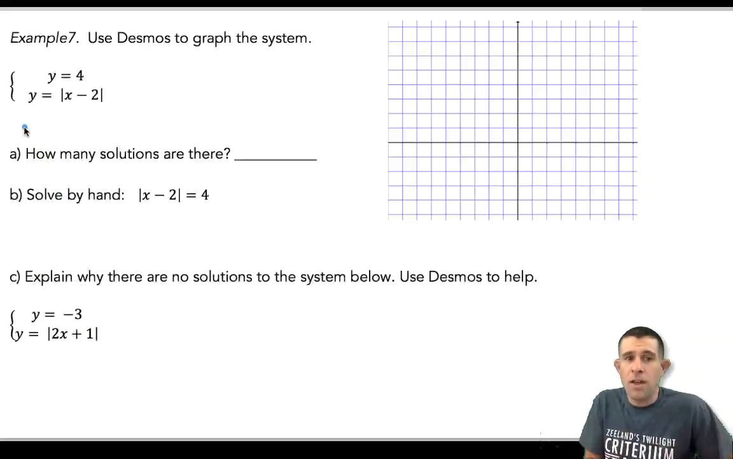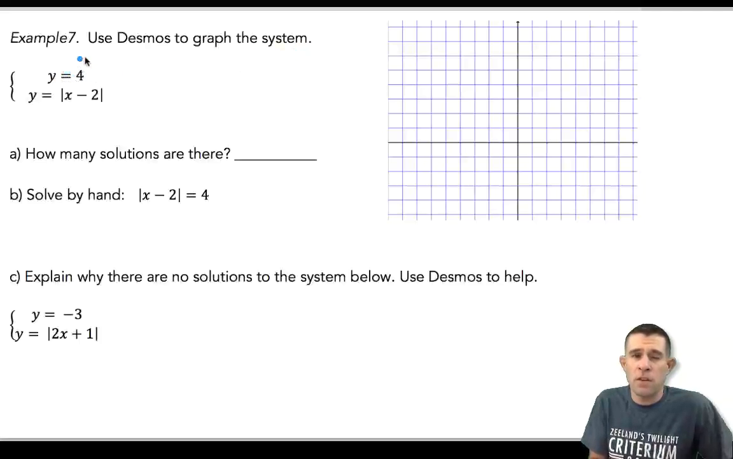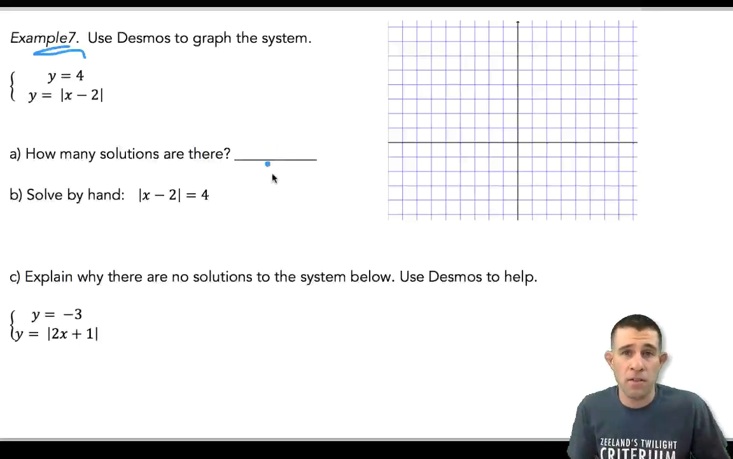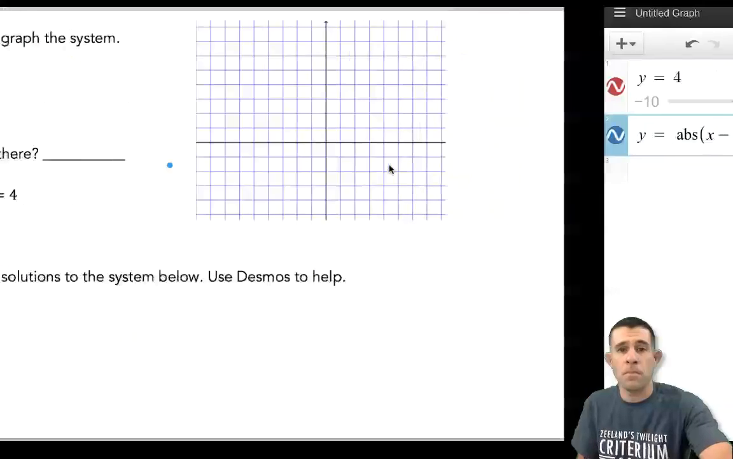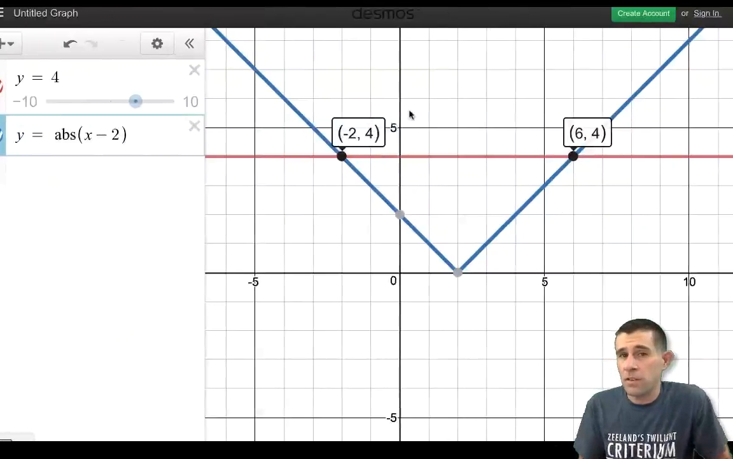All right, a few last examples here. We're going to look at Desmos here and do a few graphing. So let's start off in example 7 by graphing the equation y equals 4 and graphing the equation y equals the absolute value of x minus 2. I've actually done that over here on this Desmos sketch.